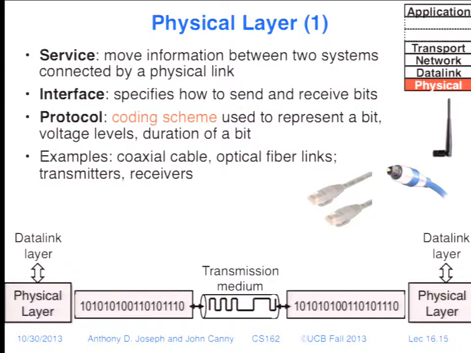So examples of physical layer. Originally, Ethernet was implemented using coaxial cable, which you could daisy chain between hosts. For high speed networking, optical fiber can move bits faster than wires can. And we've seen many generations of wireless that are now working into the tens of gigabits a second.